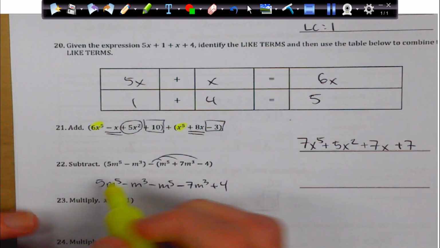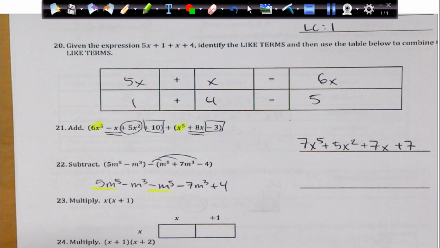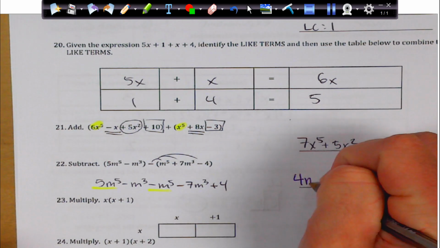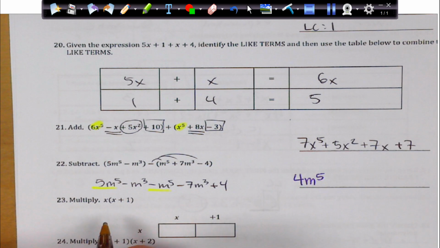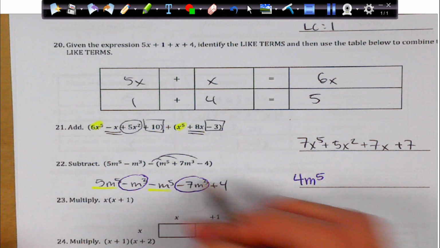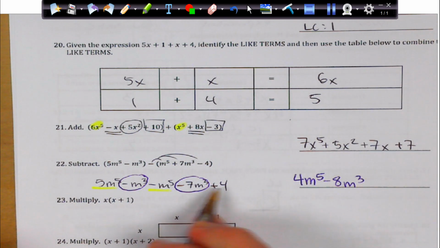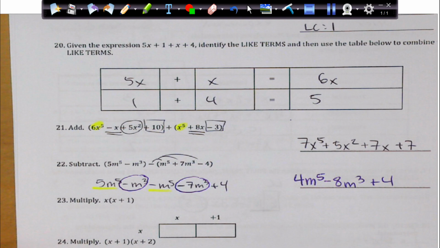Again, here we go. We got the 5m to the fifth minus 1m to the fifth. That's going to be 4m to the fifth. Okay, next we have negative m to the third and negative 7, which make negative 8m to the third. And then last we just throw on that 4.